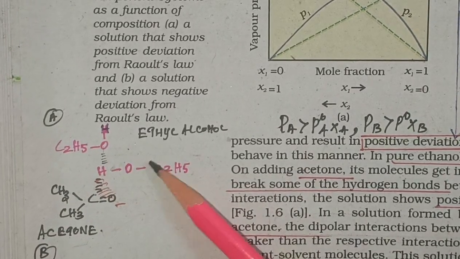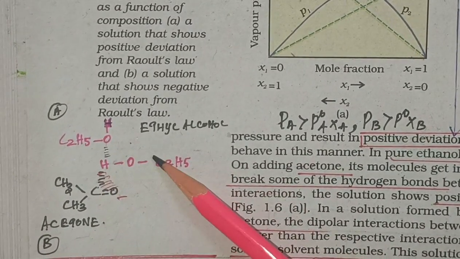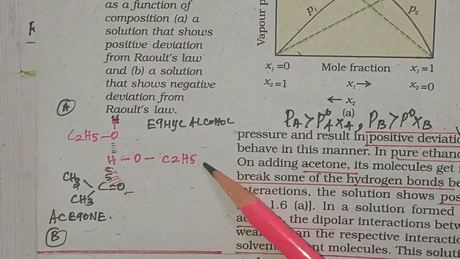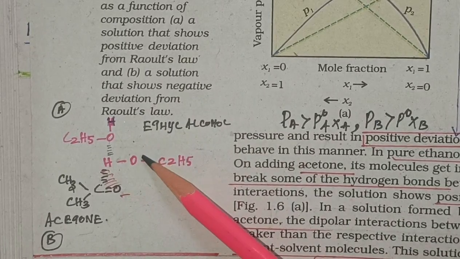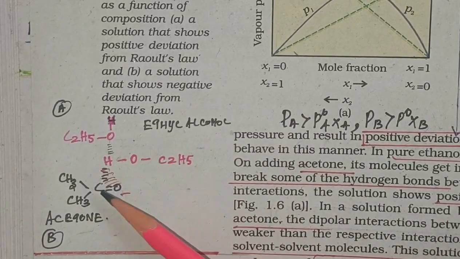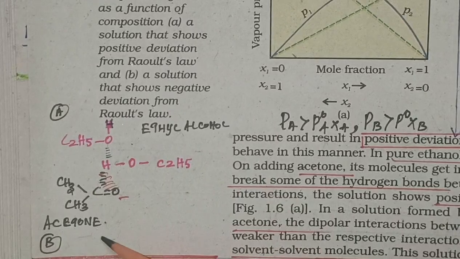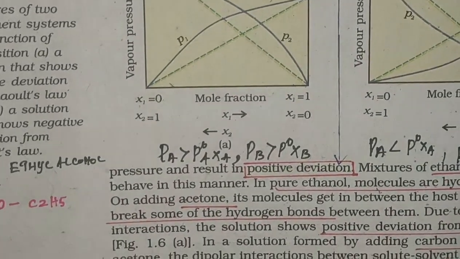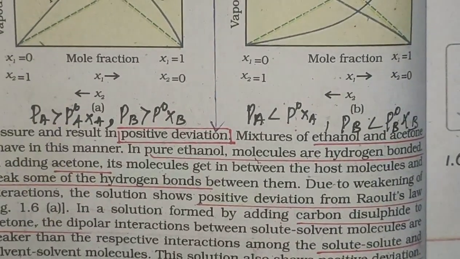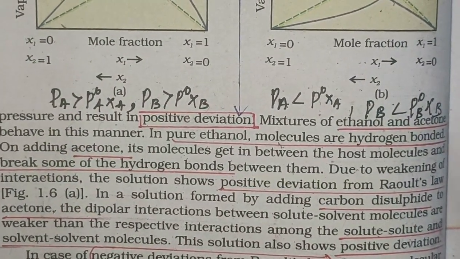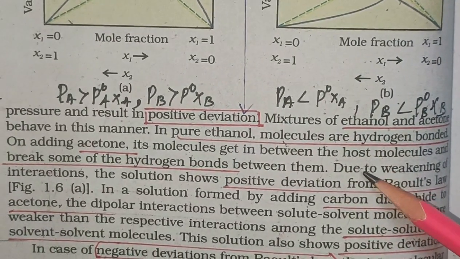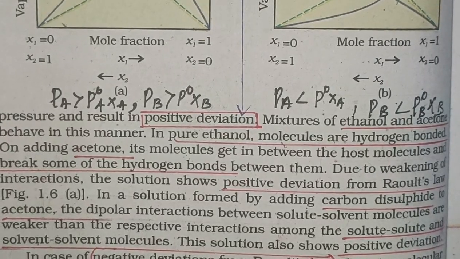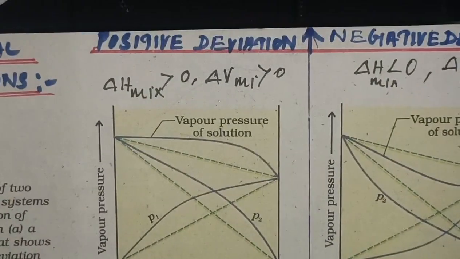It makes it weaker. So after mixing the two components, ethyl alcohol and acetone, the attractive force between the two components becomes weaker. Thereby, due to the weaker interatomic force, they are easily evaporable, so the vapor pressure is higher. So it shows higher vapor pressure. Here the explanation is given: pure ethanol has hydrogen bonds, and adding acetone breaks up some of the hydrogen bonds. Due to the weakening of interaction, there is positive deviation from Raoult's law.